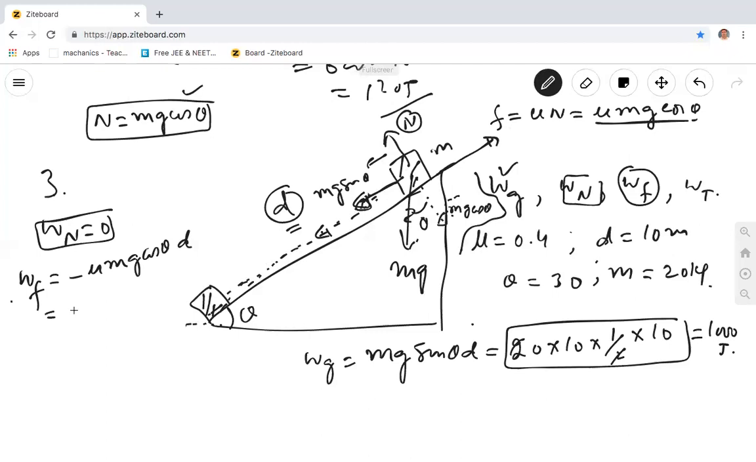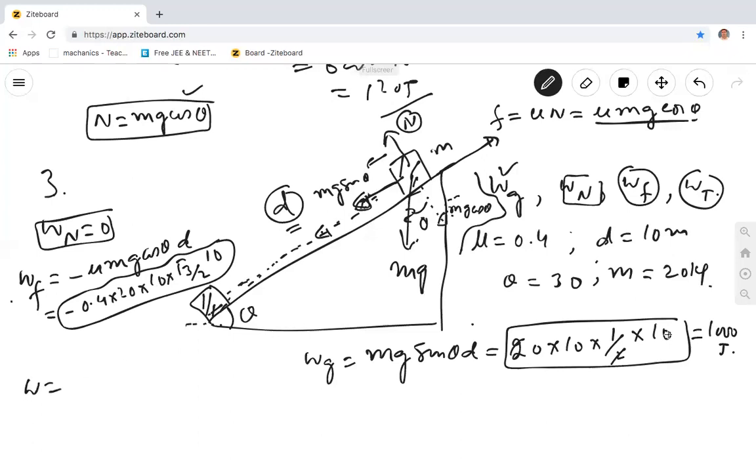If I multiply, mu is 0.4, m is 20, g is 10, cos theta is cos 30, root 3 by 2, and d is 10. If you multiply these things, you will get the answer. Now, what is the total work done? The sum of the works. That is this 1000 joules, which is positive work, minus this much. And that will give you the answer.